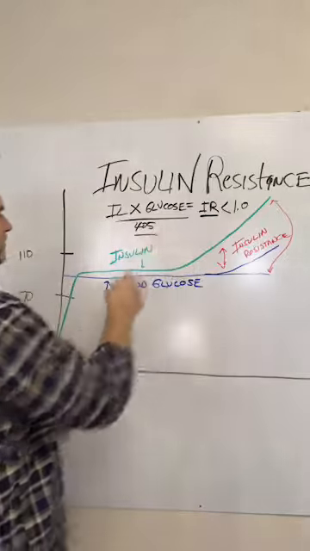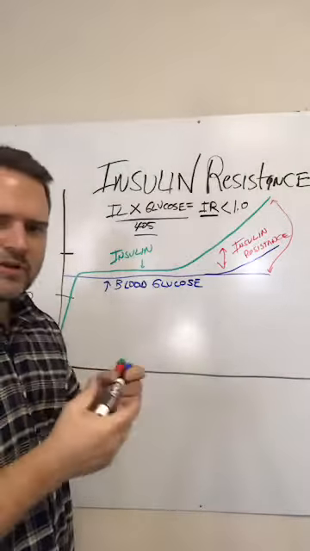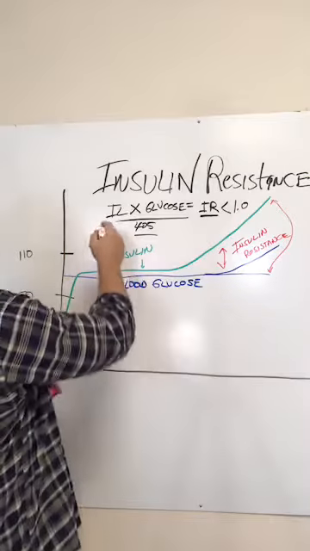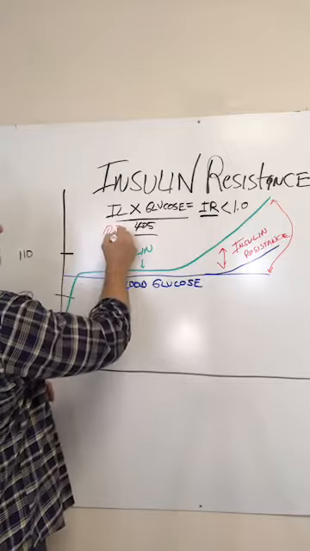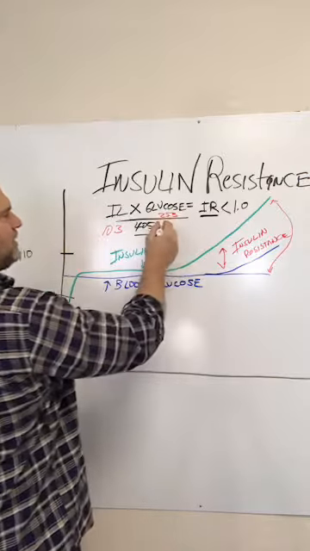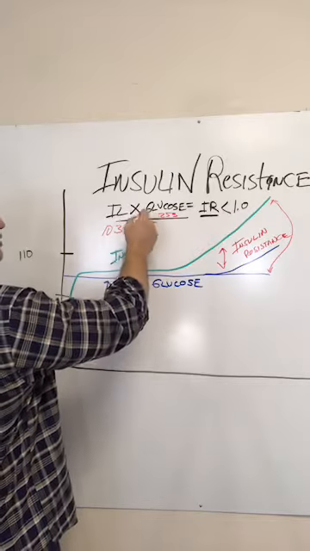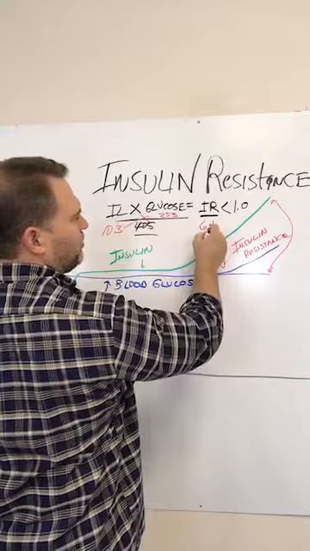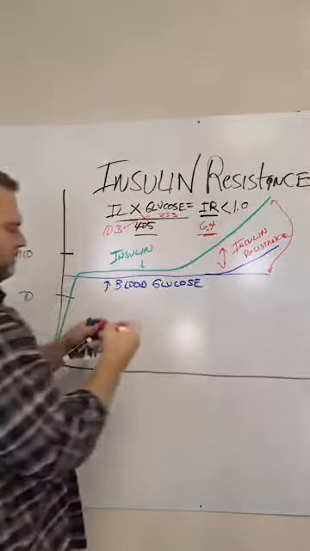So I did a patient's before the presentation, just so you know. His fasting insulin was 10.3 and his glucose was 253. So we multiply those together, divide by 405, and his number was 6.4.